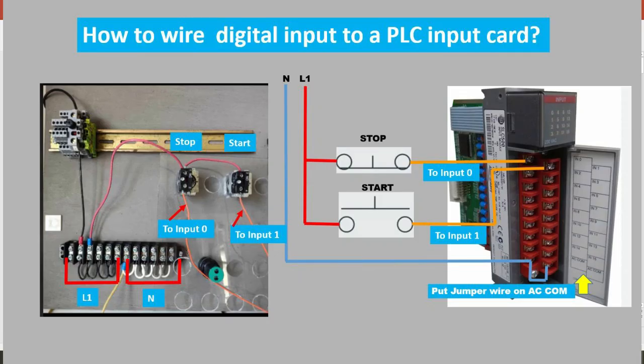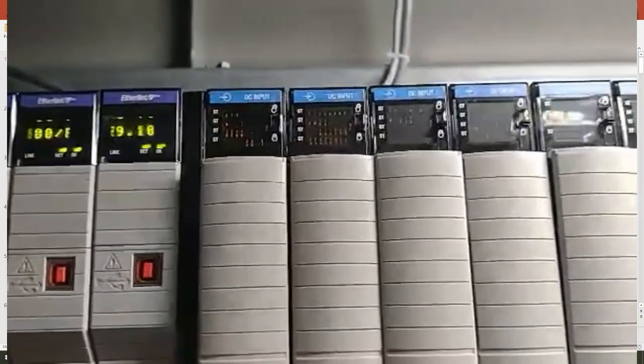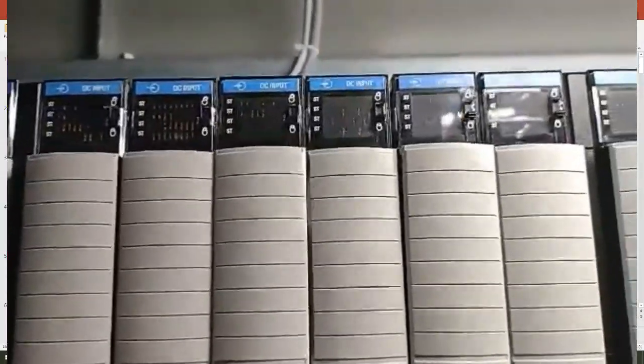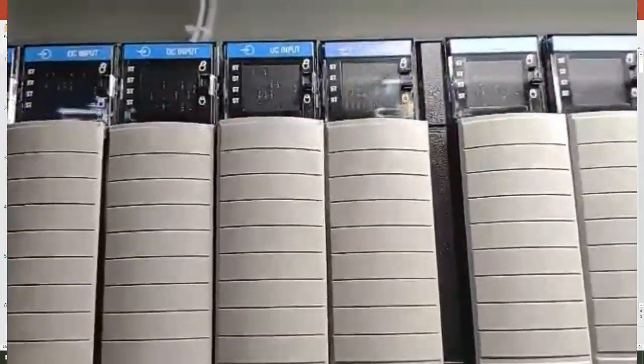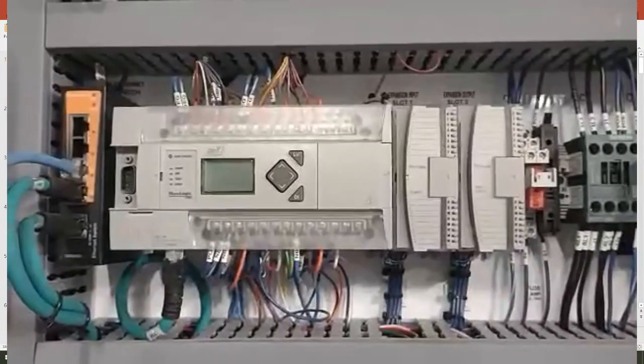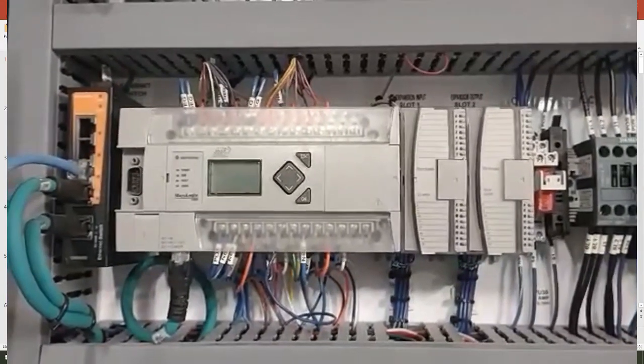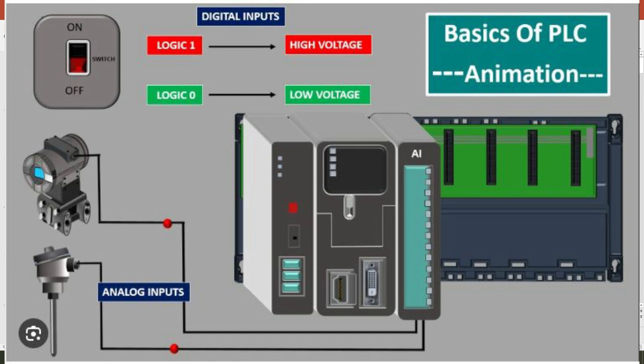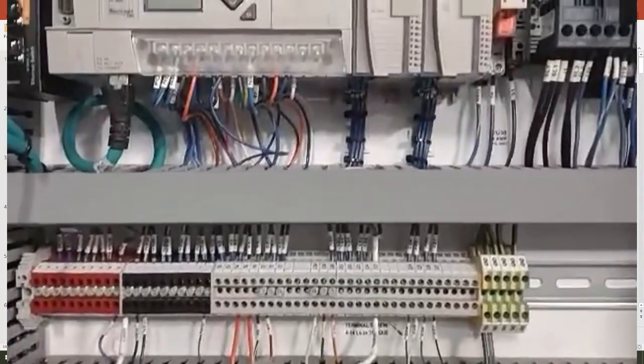How to wire digital input to a PLC input card. In most PLC systems, the digital input is usually either 0 volts or 24 volts, depending on the type of input module used. Some specific real-world examples of digital input to a PLC system include push-button switches, conveyor belt position sensors, and water tank level sensors.